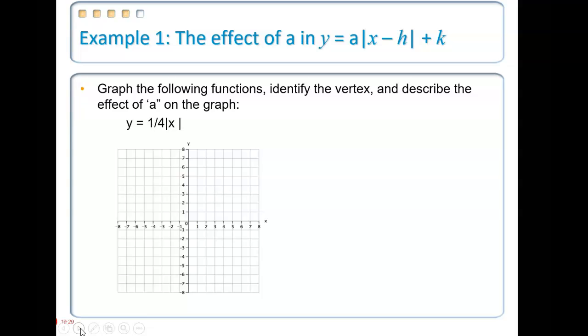1/4 x. Once again, our vertex is unchanged because h and k are unchanged. The a value is 1/4, so that tells me that my graph is compressed. It's now the opposite. The last graph was stretched by 4. This graph is compressed by 1/4.